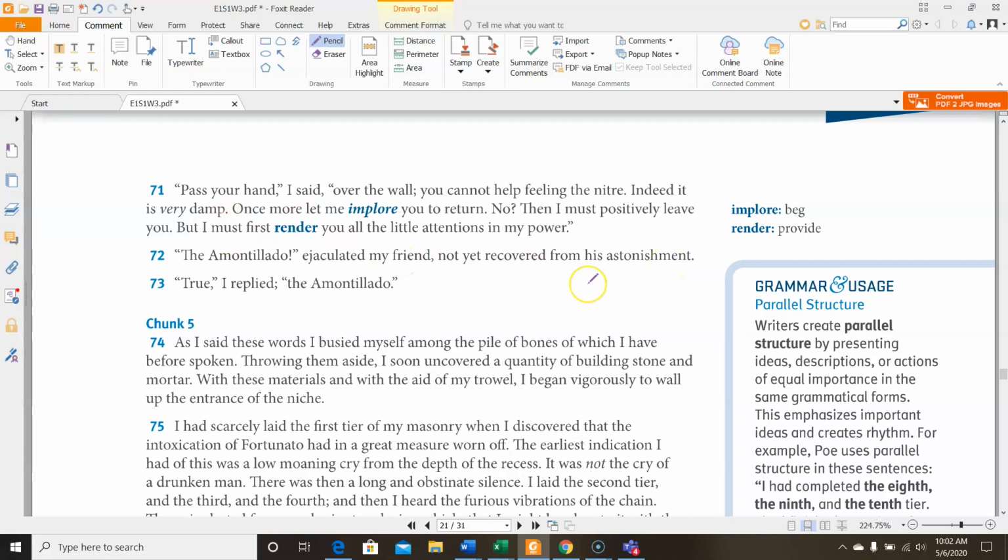"The Amontillado," ejaculated my friend, not yet recovered from his astonishment. Ejaculated in this sense means like to shout out. "True," I replied, "the Amontillado."